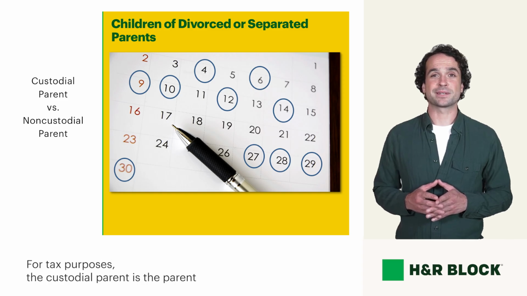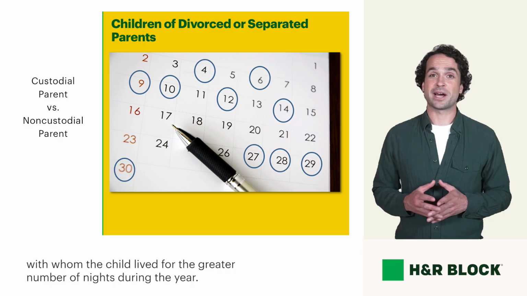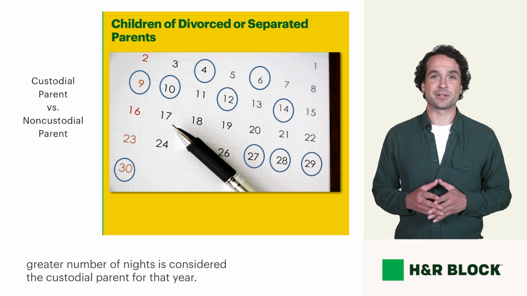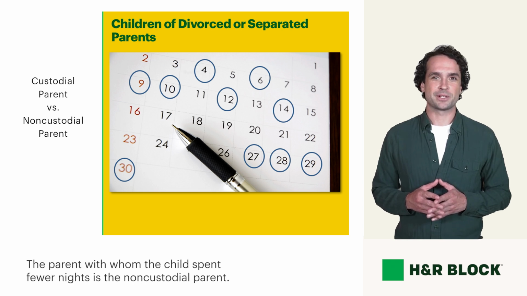For tax purposes, the custodial parent is the parent with whom the child lived for the greater number of nights during the year. The number of nights with each parent is totaled, and the parent with the greater number of nights is considered the custodial parent for that year. The parent with whom the child spent fewer nights is the non-custodial parent.